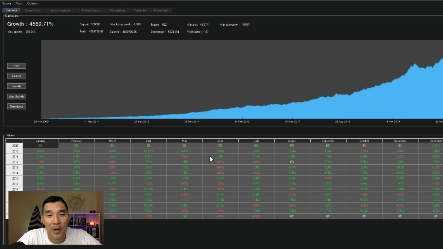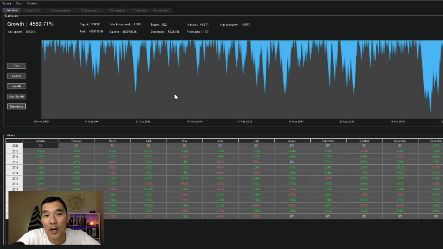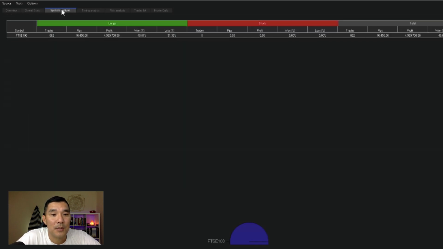Now, if we jump over to Naked Markets, we can see that it actually has a complete analysis suite, and this is fantastic. It'll give you the breakdown of your trading strategy by month and year. It'll show you the different graphs, profit, balance, absolute growth, and drawdown. And then you have these other tabs like overall stats, symbol analysis. You can analyze each symbol if you're backtesting multiple symbols at the same time.